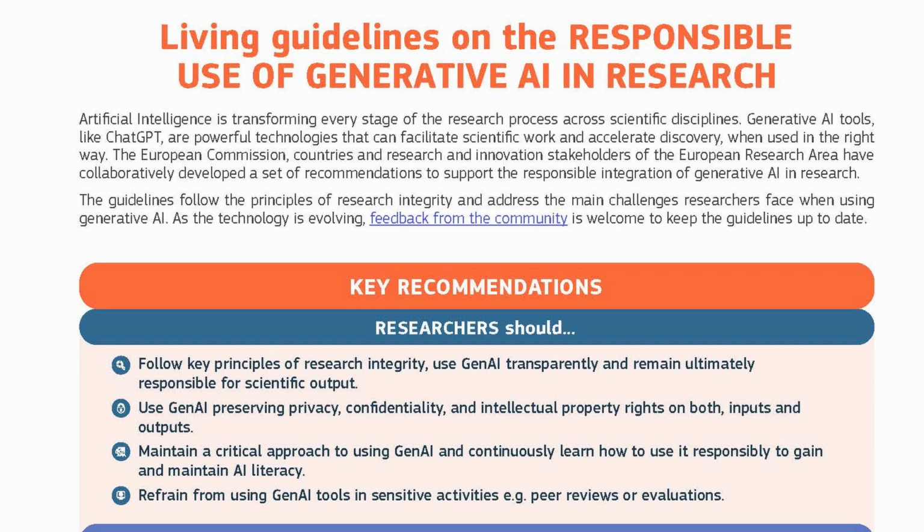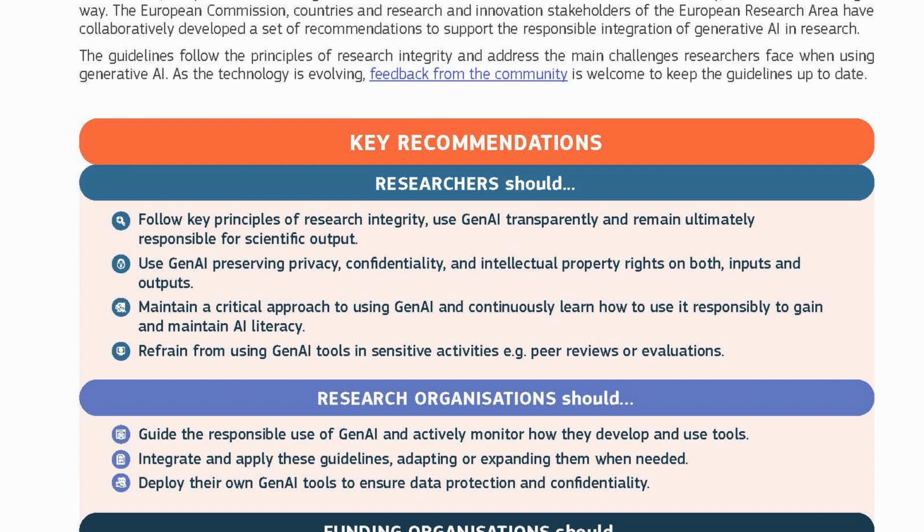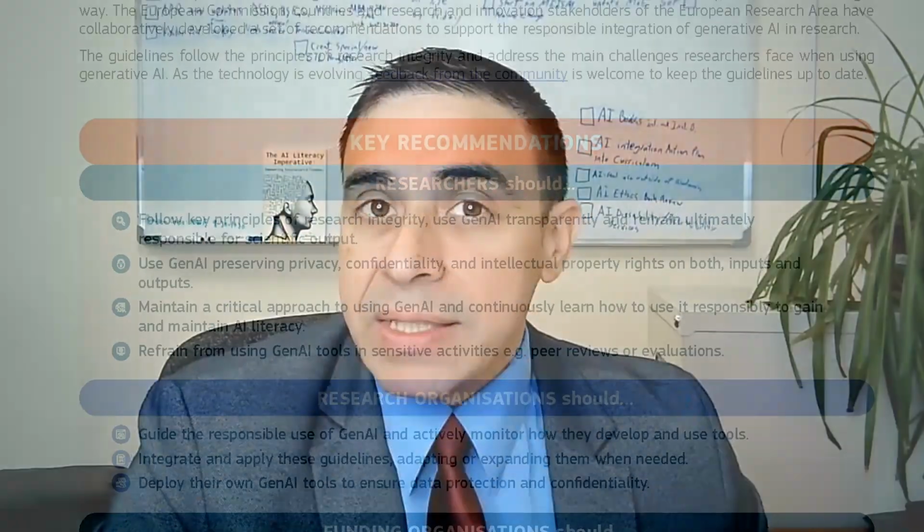And then it also talks about refraining from using generative AI tools in sensitive activities, such as peer review and evaluation. So that makes sense as well. There always needs to be that human in the loop. Now, as far as research organizations, it talks about actively monitoring how it's being developed and how the tools are being used. That's important. Integrating the guidelines, adapting them, expanding them when needed, and then deploying, it says here, their own generative AI tools to ensure data protection and confidentiality. That's interesting that they put that in there as a guideline.